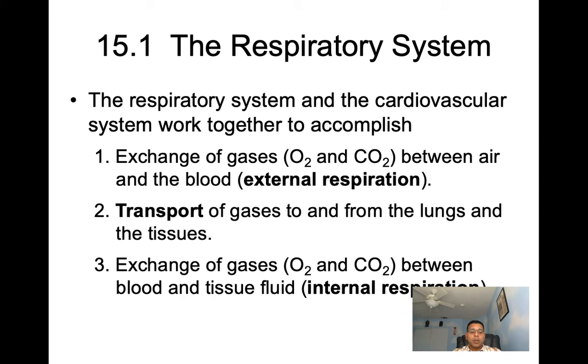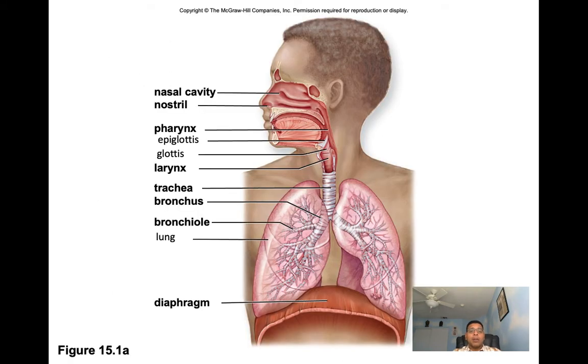So if we were to draw that out, it would look something similar to this. Here we've got the bloodstream, the blood vessels. And then we can draw out a cell, which represents basically the tissue and the organ at that level. So step one, we have external respiration. Here we're talking about the exchange of gases between the air and the blood.